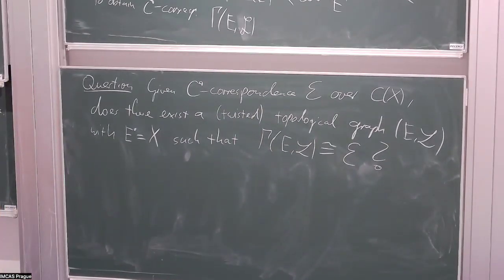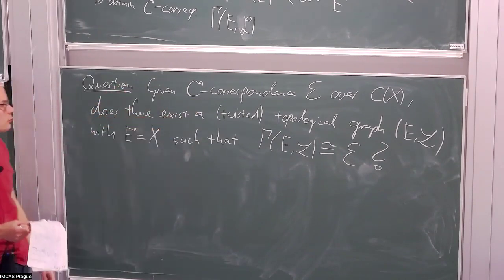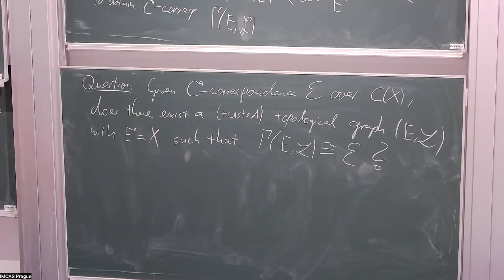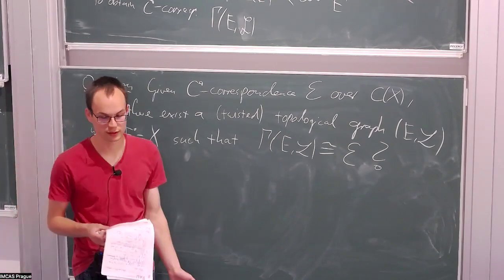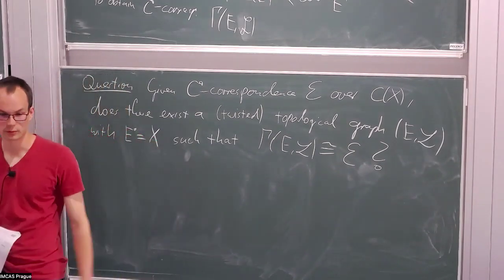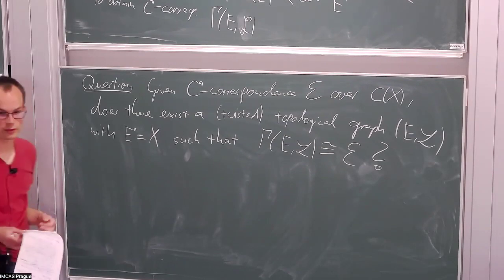Okay, you might wonder, why is this interesting? Why do we care? If we meet a C-star correspondence in the wild, why do we care whether it's induced by a topological graph? And the answer is that topological graphs are comparatively nice. So as Marzi pointed out, there's a twisted groupoid. If you consider the C-star algebra associated to a twisted topological graph, there's a twisted groupoid associated to it.